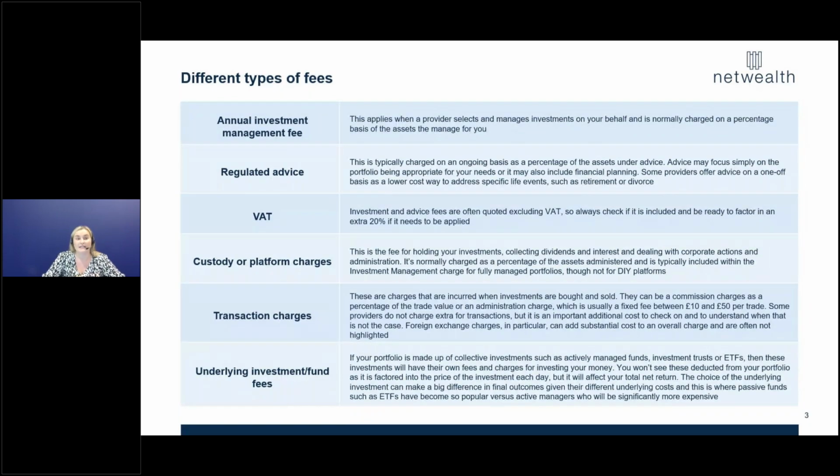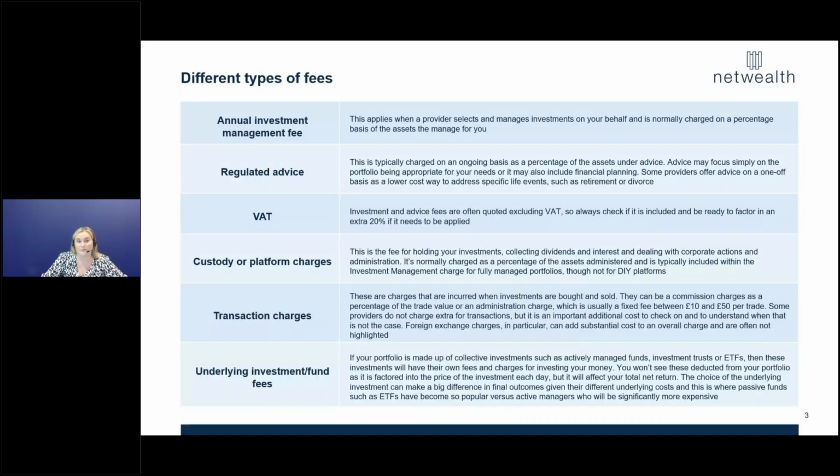Moving on to custody and platform charges. Custody charges are the fee for holding your investments, dealing with any corporate actions, collecting dividends and interest if that's applicable, as well as any other administration on your account. This is also typically charged as a percentage on the assets and sometimes can be included within the quoted investment management charge, although that's not often the case for DIY platforms. So DIY investors should check their fee for that.